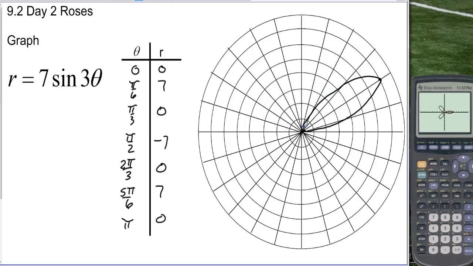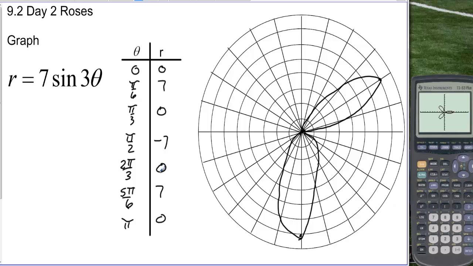At pi over 2, it's negative 7. So instead of going up 7, we're going to go down 7. 1, 2, 3, 4, 5, 6, 7 right there. So now we're going to curve to the, that's probably a little too wide. And then at 2 pi over 3, we are back to 0. Right there. Well, that's getting bad. We'll see it on the calculator.